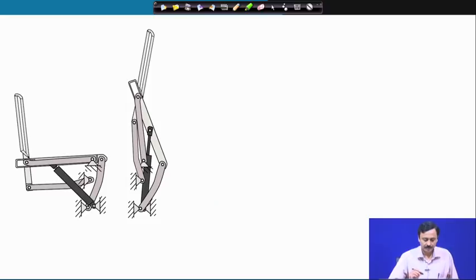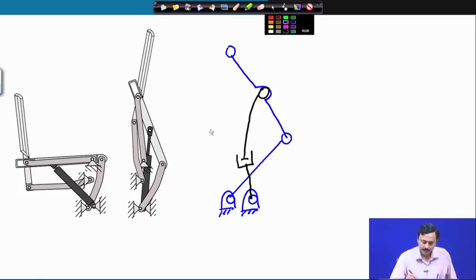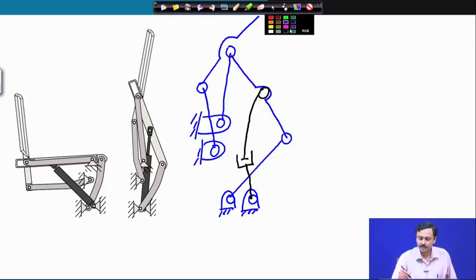Let us move over to this transfer device. Let me draw the kinematic diagram first. Here you can see there are 2 ground hinges. Here there is an actuator. Here there are 2 more ground hinges. This one is connected like this, and from here connected like that. So, this is the kinematic diagram.